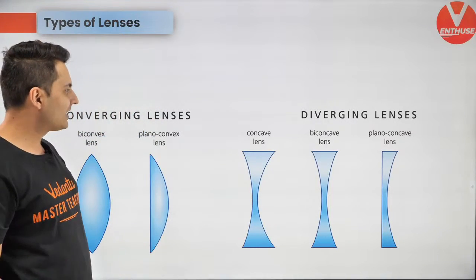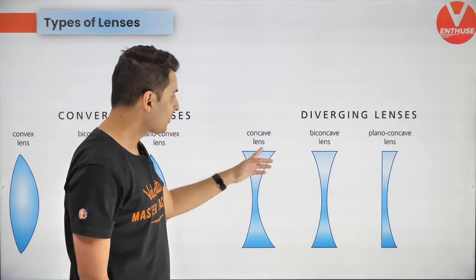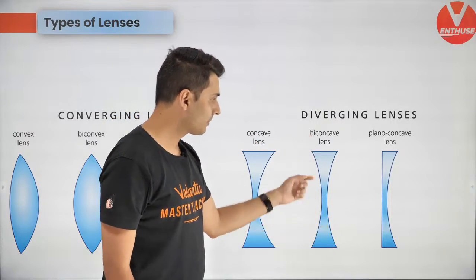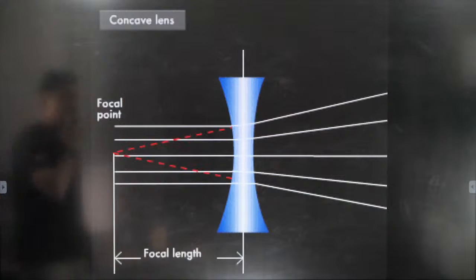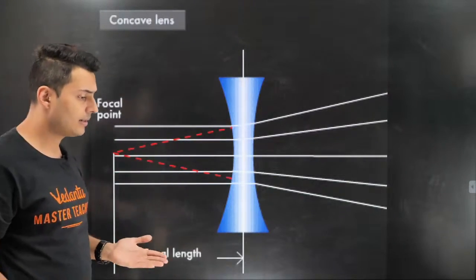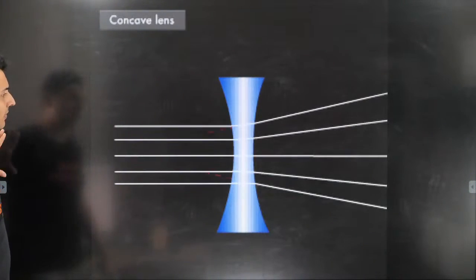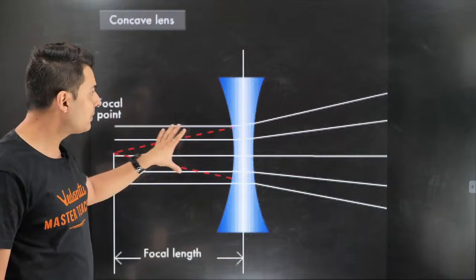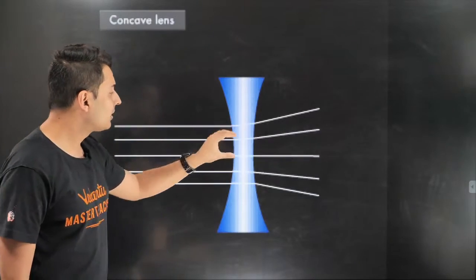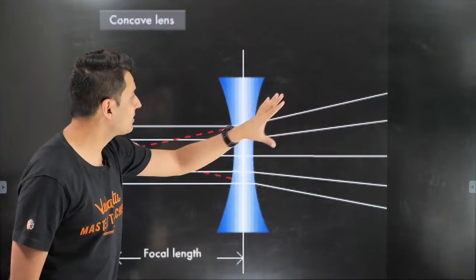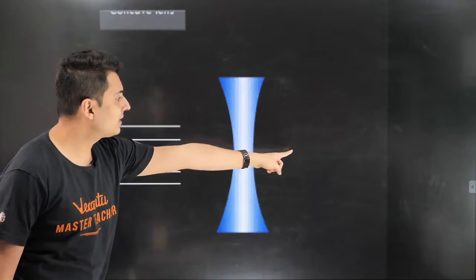Okay, so next is diverging lenses. So concave lens, where again you have both surfaces curved but of different amount. Biconcave, equal amount of curvature, and plano-concave, one side flat, one side concave. Now if you take a convex or a concave lens, like I said, convex lenses are converging, concave lenses are diverging in nature. If a parallel beam of light enters a concave lens or a convex lens, this is how it behaves. For concave, the rays diverge and they appear to meet from behind, and for convex they meet ahead. So that is the focal point.